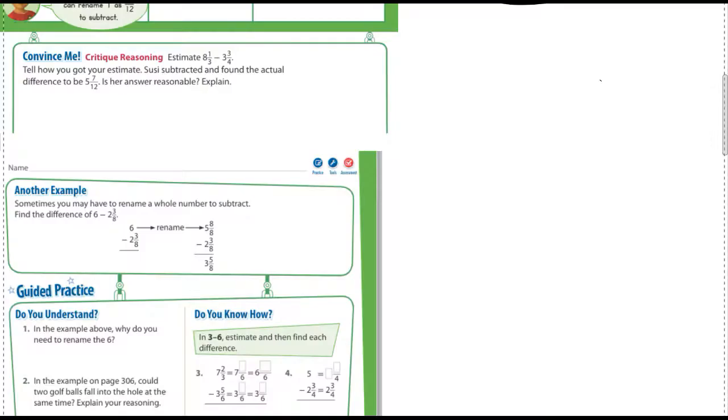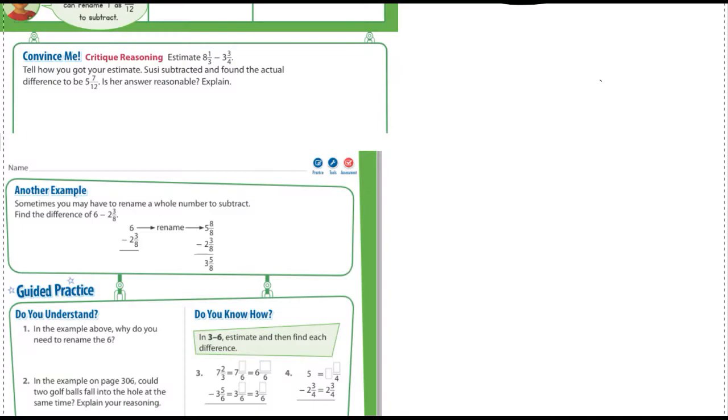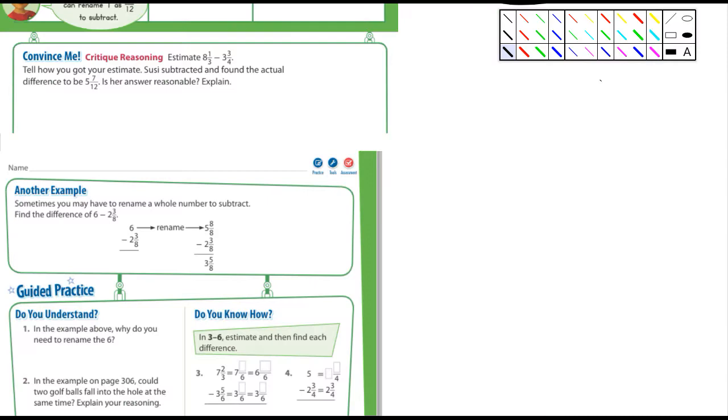The convince me, it says estimate 8 1/3 subtracting 3 3/4. So if we're estimating, it doesn't have to be exact. We're not looking for something that's precise in its answer. But 8 1/3, well, how would we divide a line up into thirds? Well, there's going to be 3 parts. Each one of these would equal 1/3. Okay? So 1/3 on a line would be right about here. If we had another line and we were dividing that up into quarters, it would look something more like this. Each one of these sections would be a quarter.